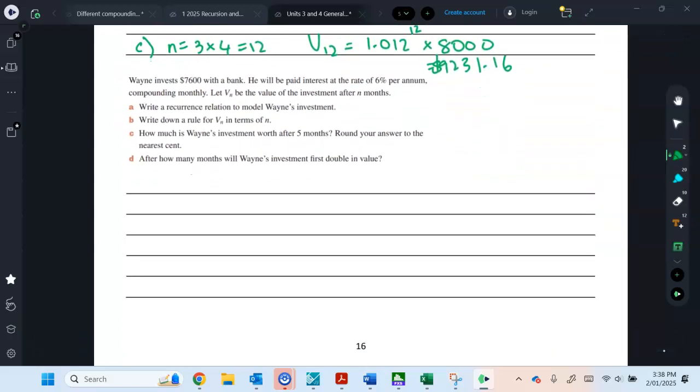So Wayne invests $7,600 with a bank. He will be paid interest at the rate of 6% per annum, compounding monthly. So let me just highlight a few things. There's our initial value, our interest rate, and it's compounding monthly.